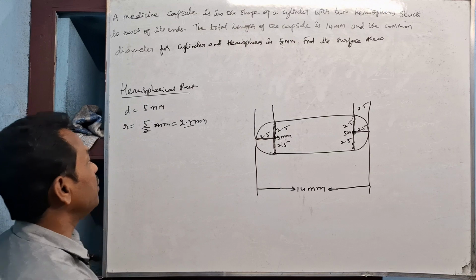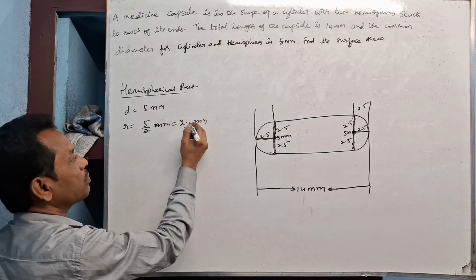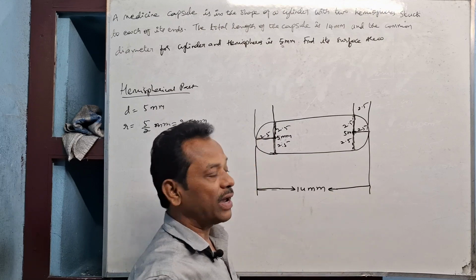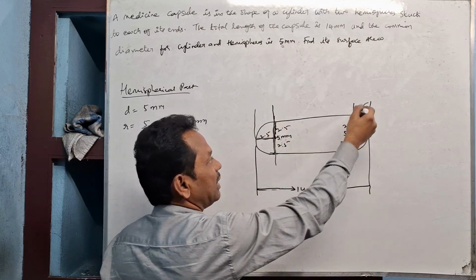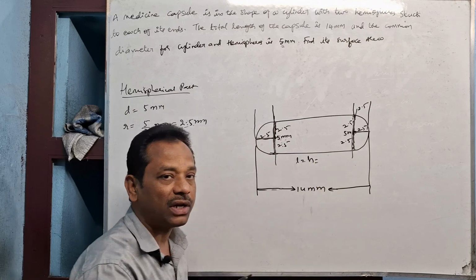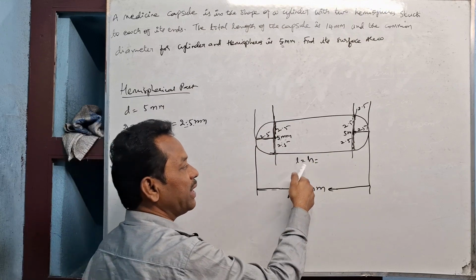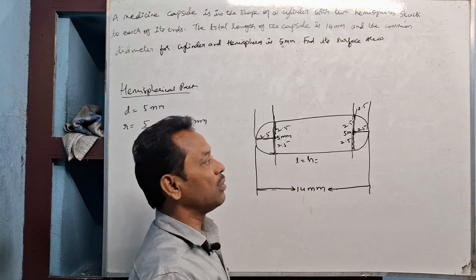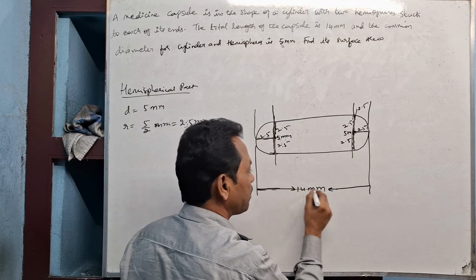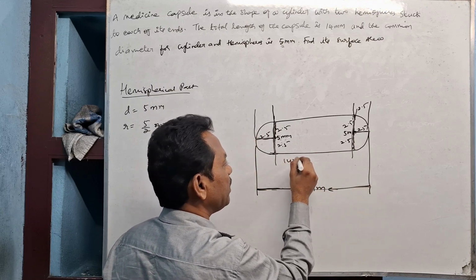Okay, bacho. Now see, the total length of this capsule is given. Let me find the length or height of the cylinder. Height or length of the capsule are the same. So how to find this height, length? What I'll do, I'll take the full length, 14 millimeters.